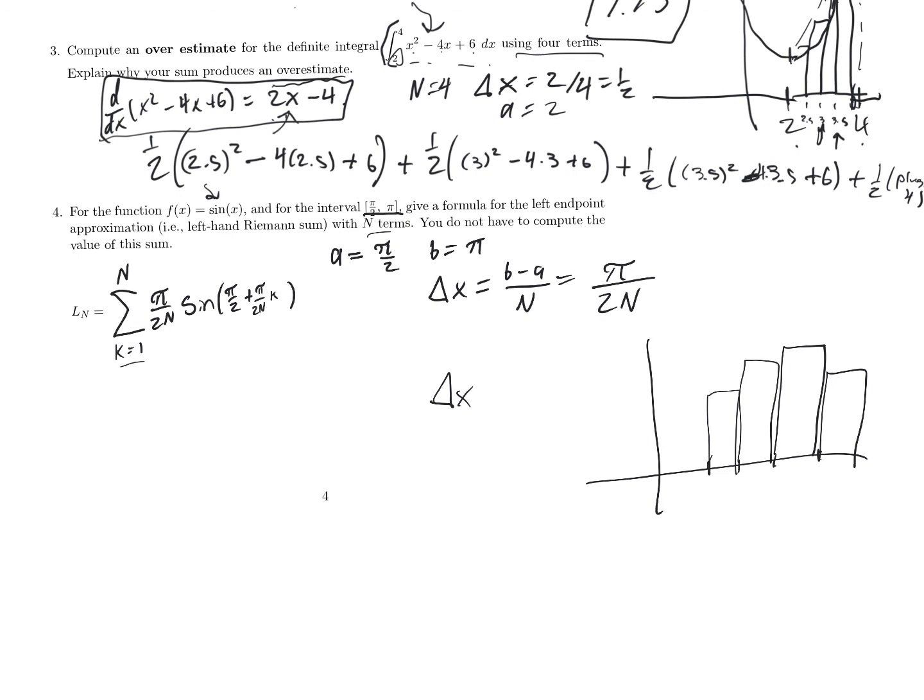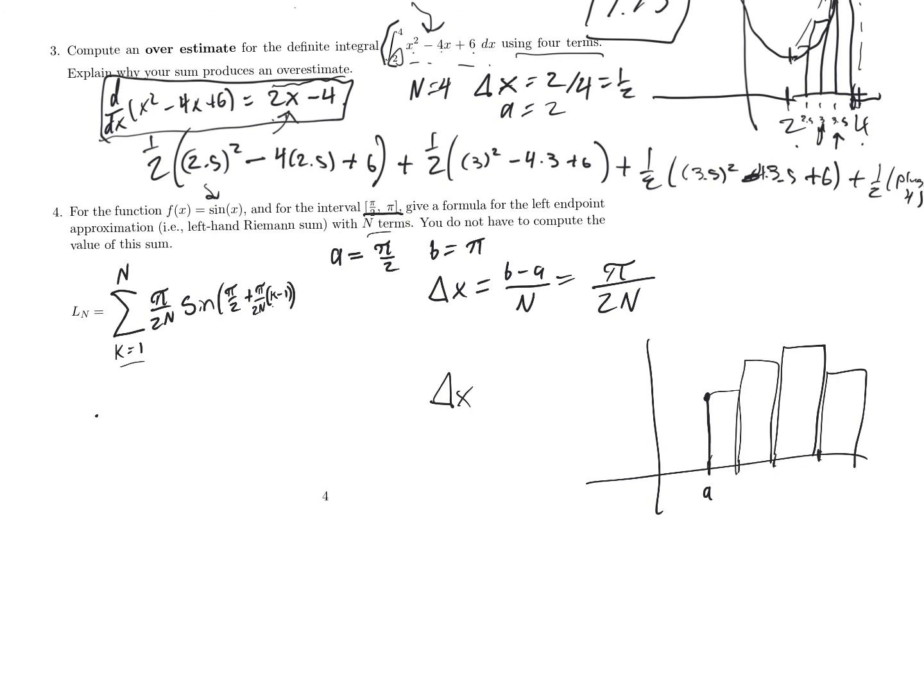But wait, this is a trap. What I've just written down is a right-hand rule. So how do I make it a left-hand rule? Do k minus 1. That's one way. And how do I know that this works? Well, I know that for my left-hand rule, my first value should actually be at a. This is a. This is pi over 2. So whenever I plug in k equals 1, this should go to 0. 1 minus 1 is 0. So we're actually taking sine of pi over 2, or sine of a.